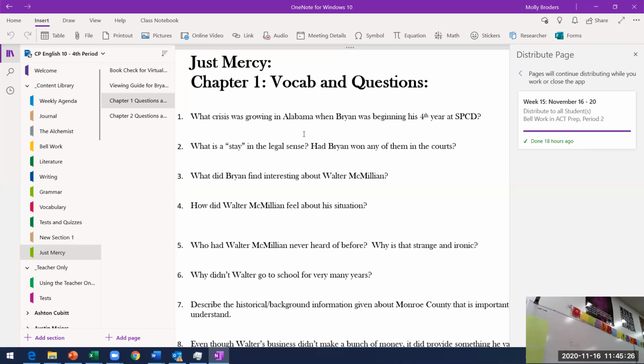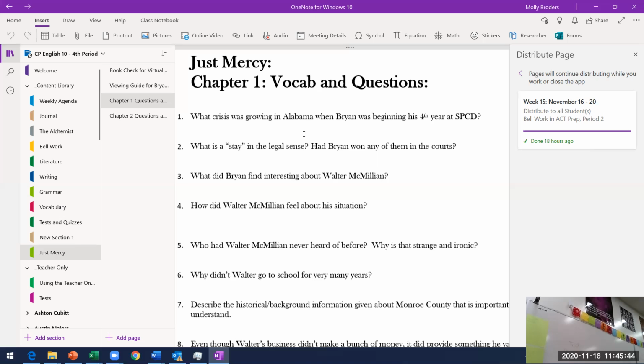Yes, so Walter did not have access to great education, and it said that his parents pulled him out of school after a few years because they really needed him making money. So were Walter's parents rich or poor? Poor, very good. That's an inference you can draw.